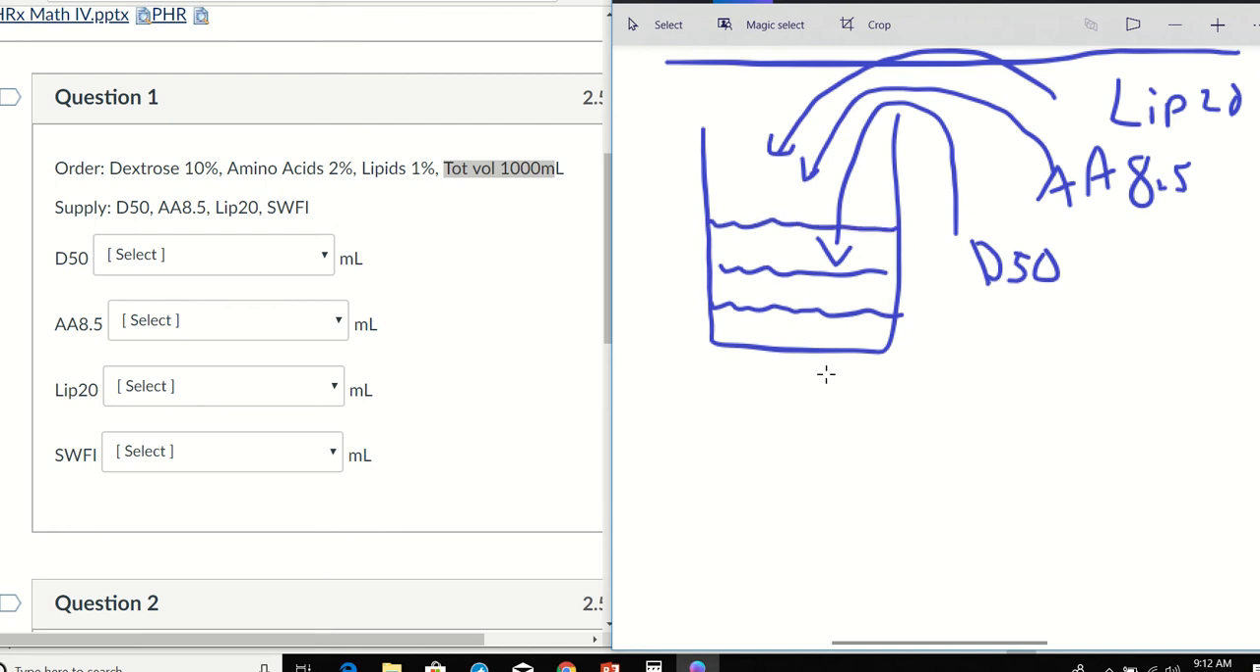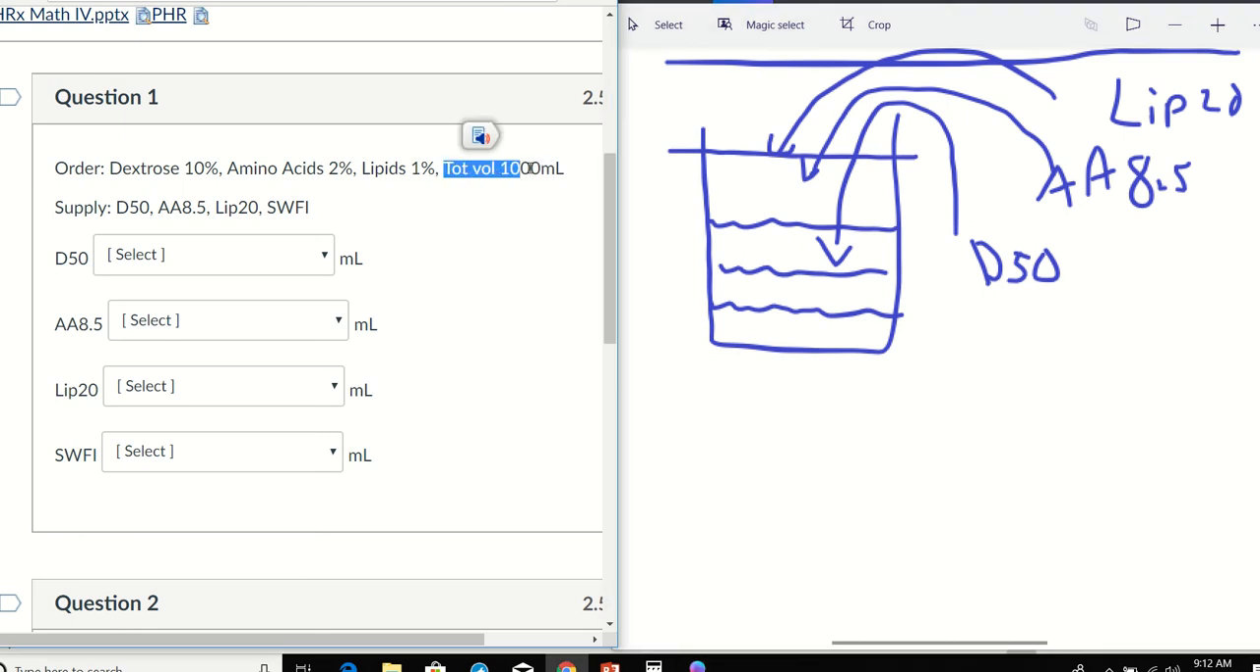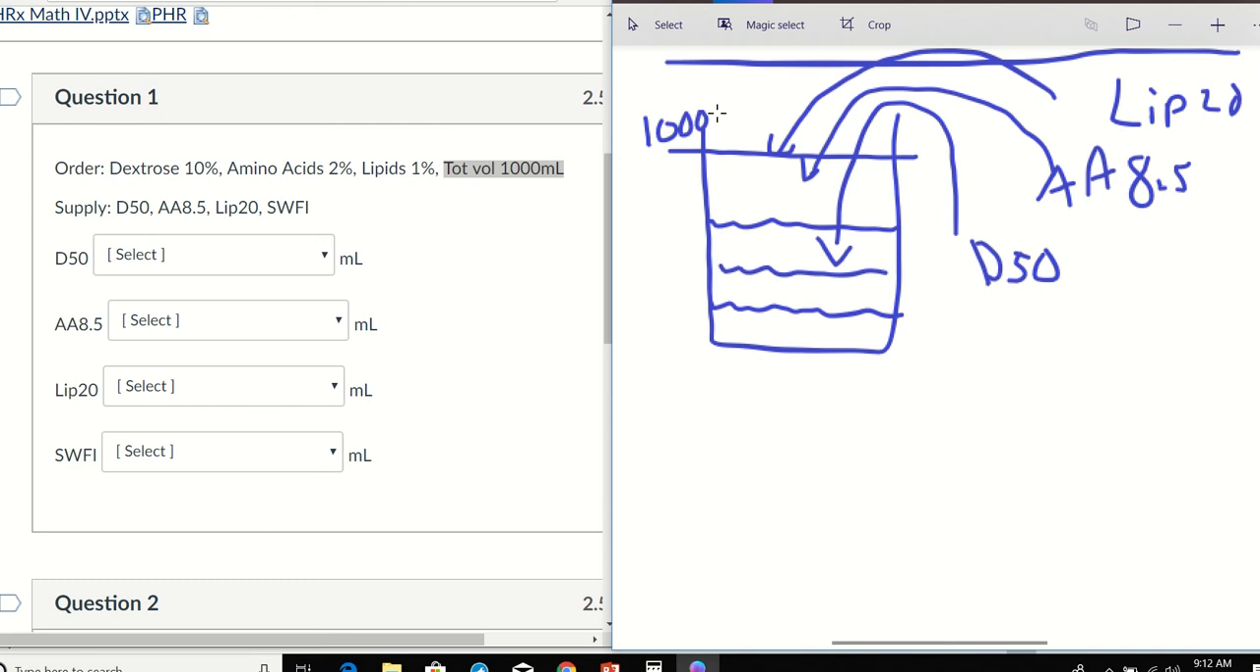But what should your final volume be? What should your total volume be? 1,000, right? So what are you going to use to make up that difference? You're going to use water, SWFI, sterile water for injection. That's going to make up your difference. So you're going to QS with sterile water. Quantity sufficient. So in this case, 1,000 mLs is sufficient.